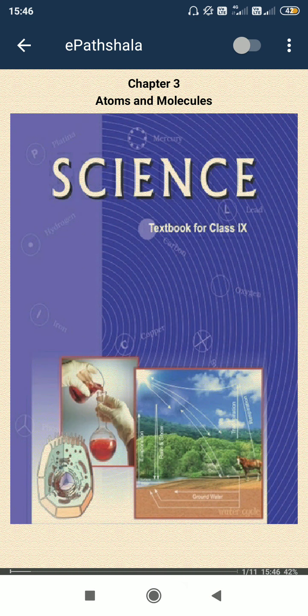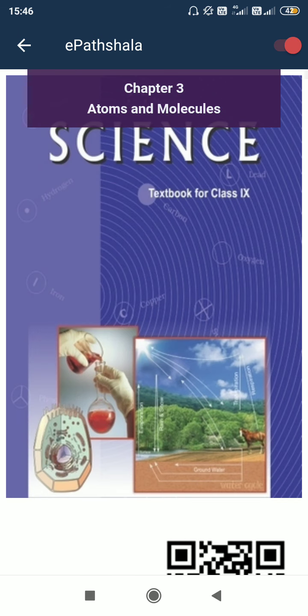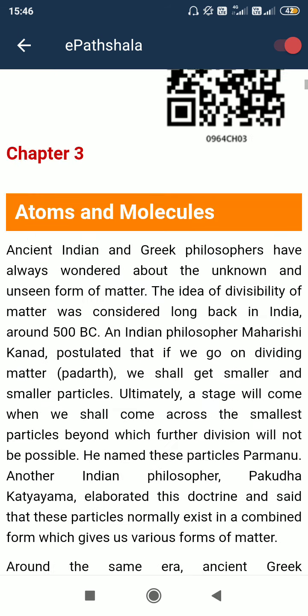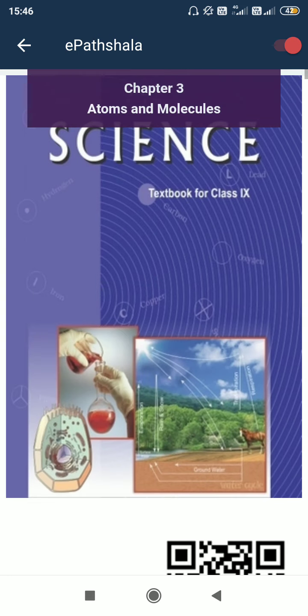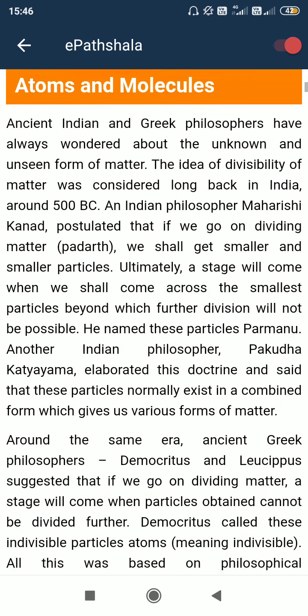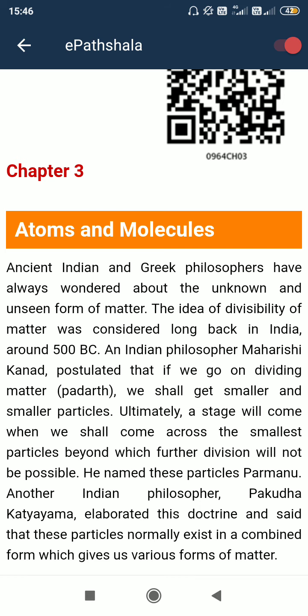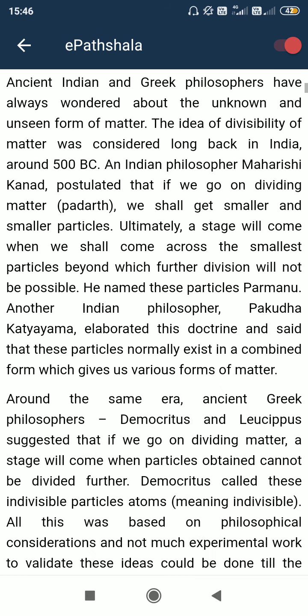Atoms and molecules. So let's see, here I am covering from ePathshala, an online platform. So an atom is a structure. We know that many atoms interact and get bonded to form molecules.